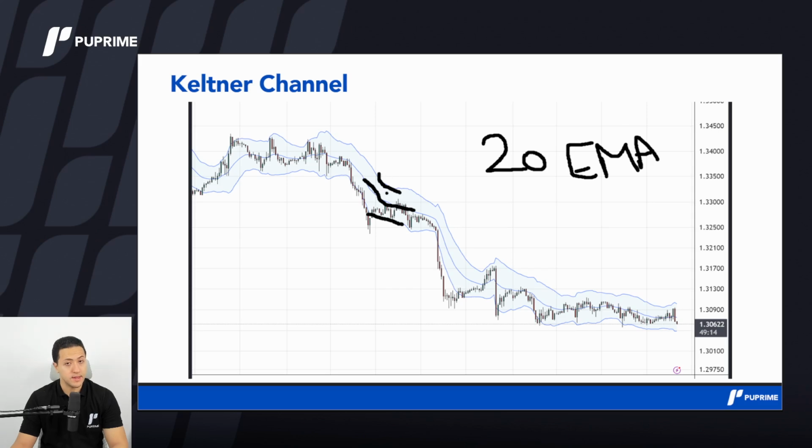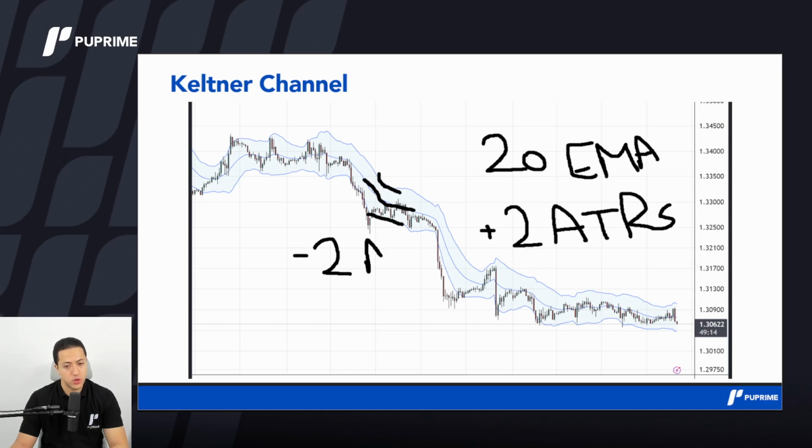The upper band is, we add 2, but not standard deviations, we add 2 ATRs. And the lower band is that we subtract 2 ATRs. What's the ATR? The ATR is the average true range.